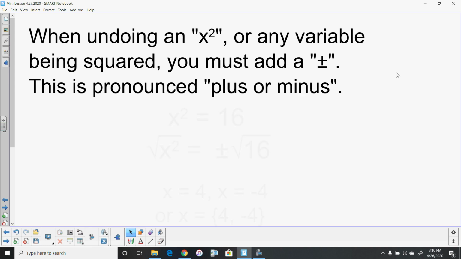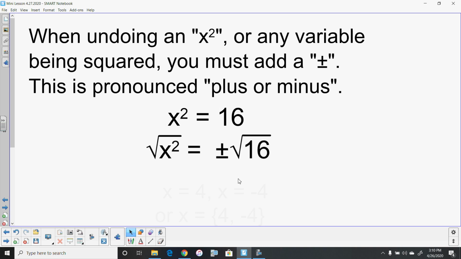But the thing that we have to remember here is that anytime we're undoing x squared in algebra with a square root, it means we have to attach a plus or minus and get a couple answers. For example, if I've got x squared equals 16, you might be saying, well, that means x has to be 4. And you're right, but you're only half right, because in taking the square root, putting my plus or minus in there gives me positive 4. It also gives me negative 4.